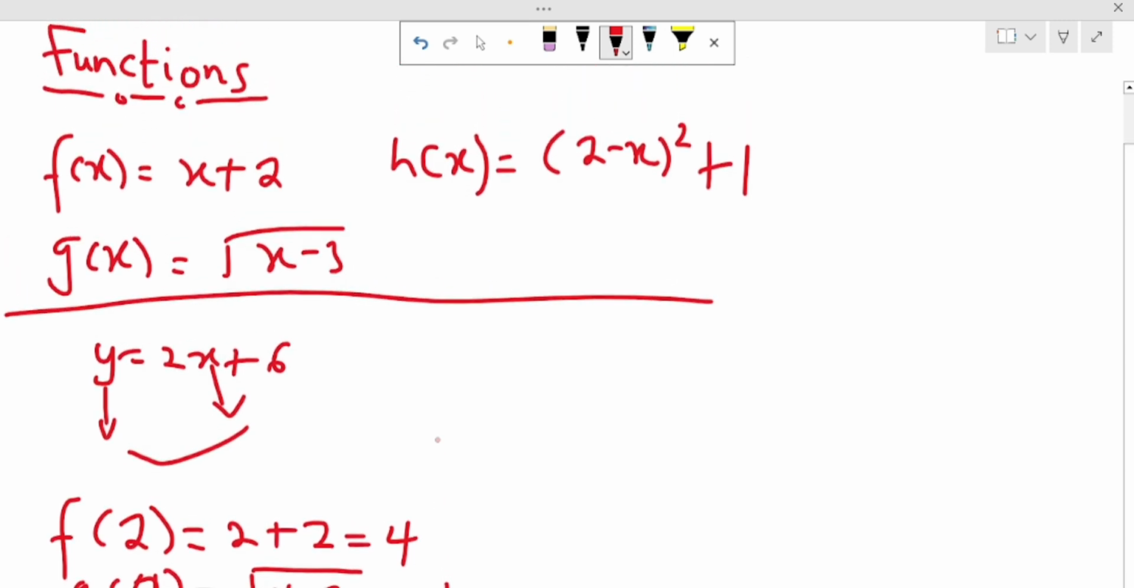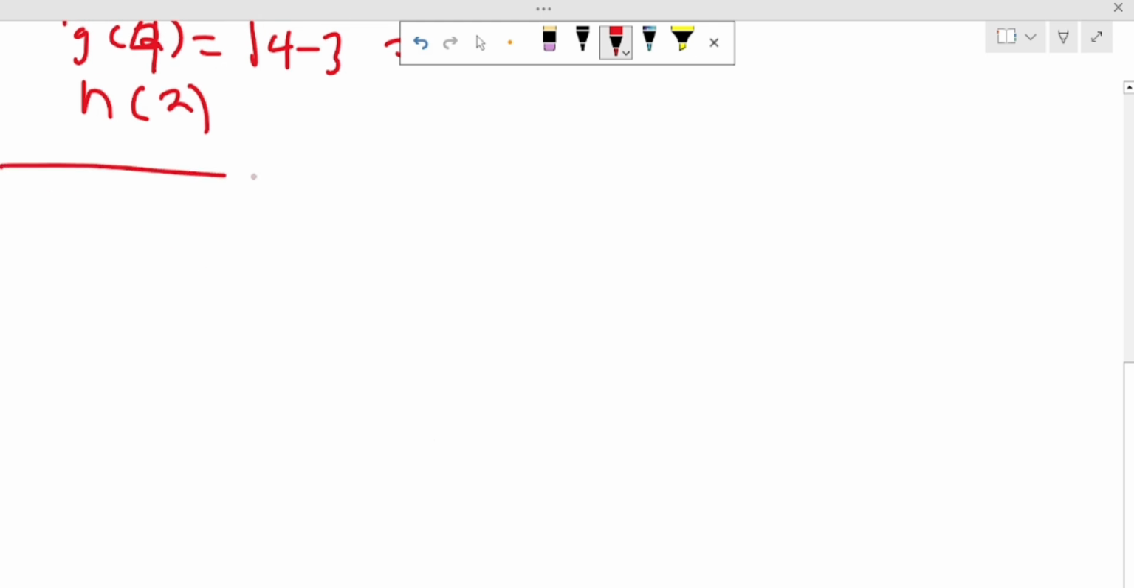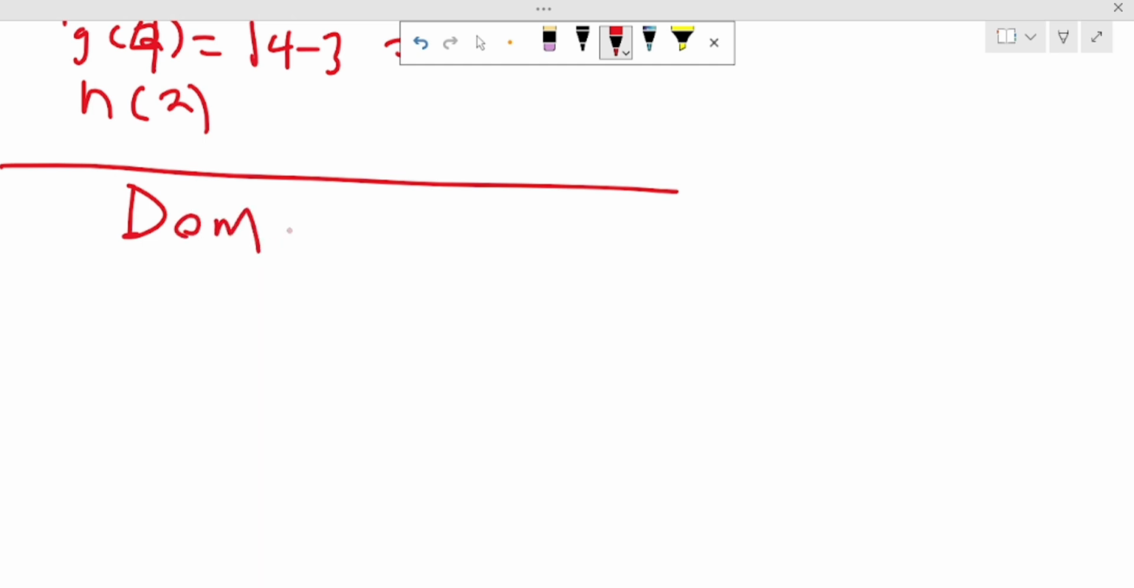So now that we know how to evaluate a function, we will go ahead to determine the domain of a function. Domain of a function. Now what do we mean by the domain of a function? The domain of a function is a set of possible x values that makes the function defined.